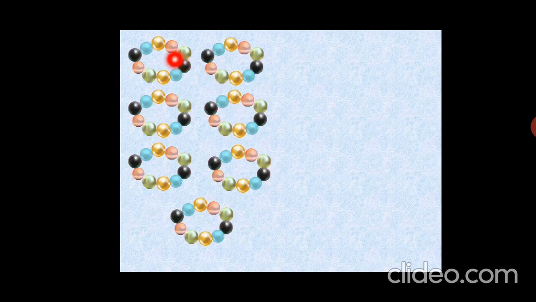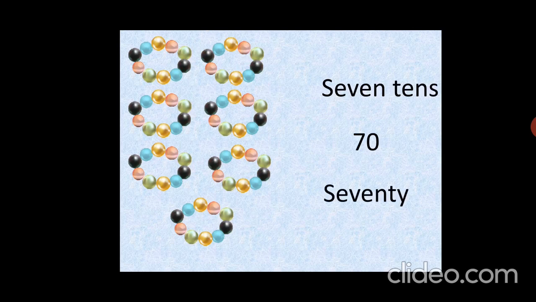Now here we could see 1, 2, 3, 4, 5, 6, 7 sets of 10s. In one set of 10, we have 10 beads. Another set of 10s, we have 10 beads. The third through the seventh sets of 10 each have 10 beads. Total, we have 7 sets. That means 70. 7 sets means it is 7 tens. 7 tens means it is 70. What is the spelling of 70? S-E-V-E-N-T-Y, 70.